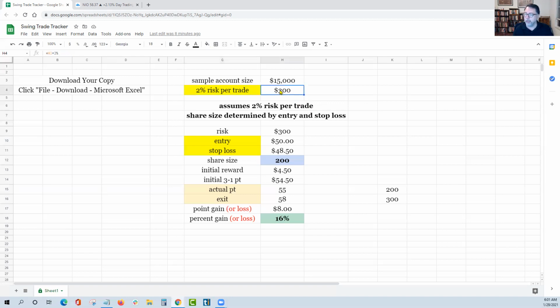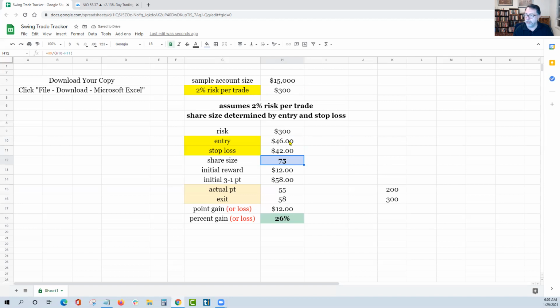So we know now, based on this, 2% of the fictitious account is $300 per trade. So we're okay with risking that based on our ability and our account size. That number comes in here as the dollar amount risk. That's the most important part. And we said our entry here is going to be $46 in this example. We also said that our stop loss is going to be $42.